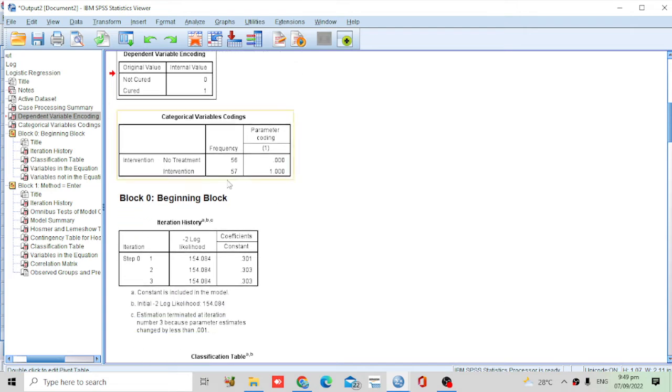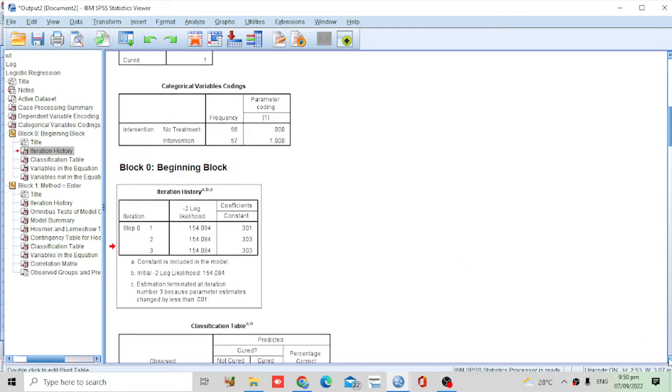And then for our categorical variables, we included in our covariates as independent variable interventions, where 0 is assigned to a patient with no treatment, and 1 to a patient with medical treatment or interventions. Of course, we have 56 for the no treatment patients, and 57 for the patients with interventions.